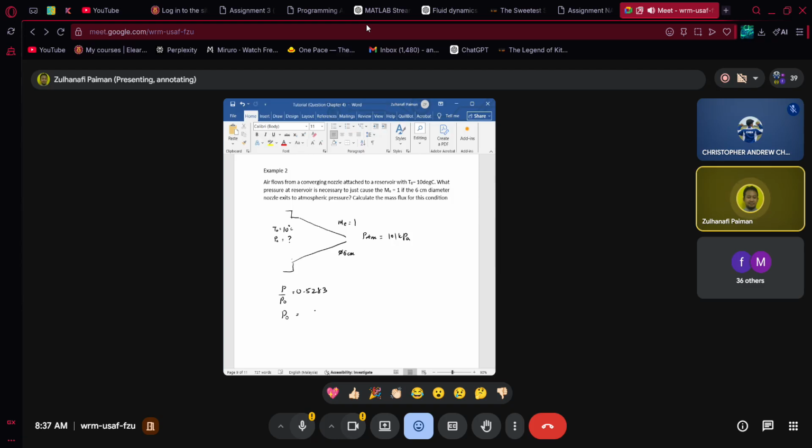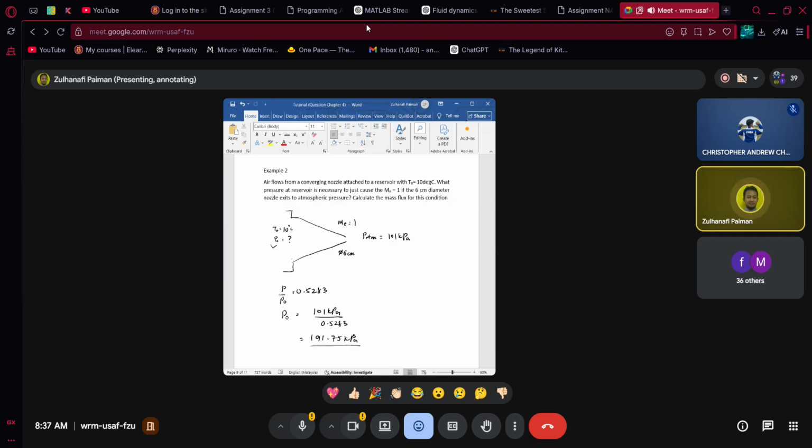So for this case, you want to find the pressure at reservoir. It is simply 101 kPa divided by 0.5283. So you will get around 191. I use 101.3, so I get 191.75 kPa. Okay, doesn't matter. So this should be the pressure at reservoir in order to reach Mach number equal to 1 at the exit of your convergent nozzle.